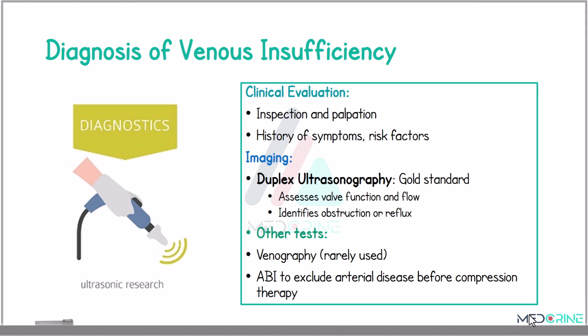The diagnosis of venous insufficiency is primarily clinical and is supported by imaging. Inspection and palpation are essential along with a detailed history. The gold standard for imaging is duplex ultrasonography, which evaluates the valve function and the blood flow. This duplex ultrasonography also detects reflux and obstruction in these veins. Other tests include venography, which is rarely used, and ankle brachial index, or ABI, testing, which is quite important in ruling out arterial disease before initiating compression therapy.